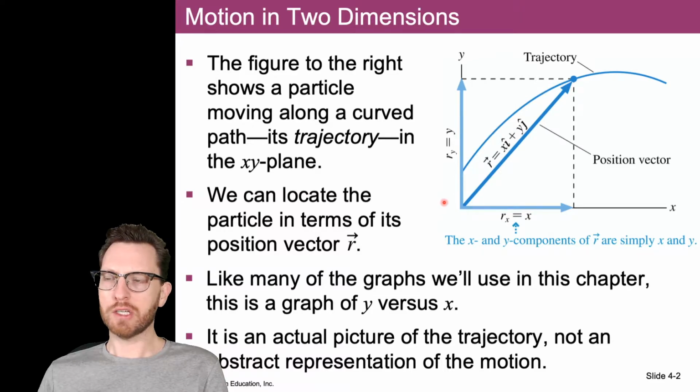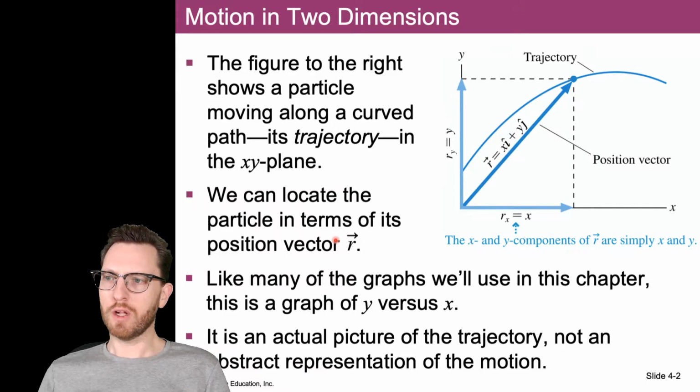We're imagining that we have some extended object and we're using our particle model to reduce it to a single point. We've defined a coordinate system, our XY coordinate system here. This object is following this curved path, its trajectory in this particular plane. What physical things can we describe about this object?